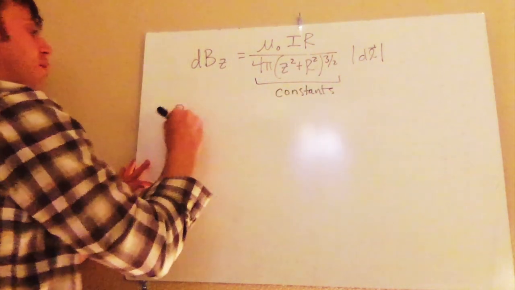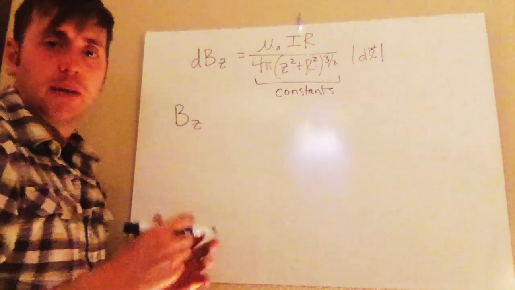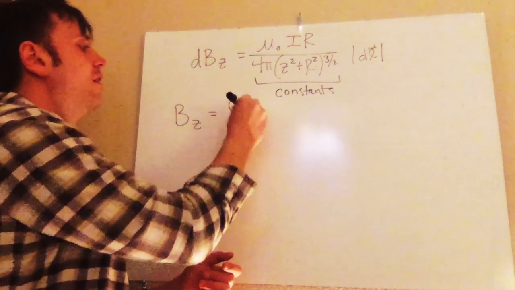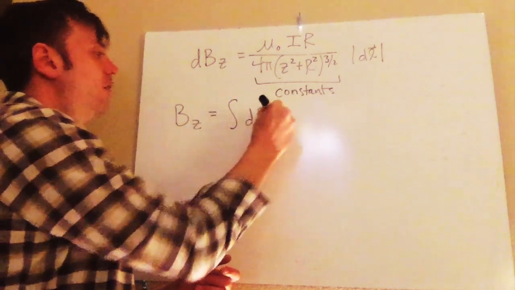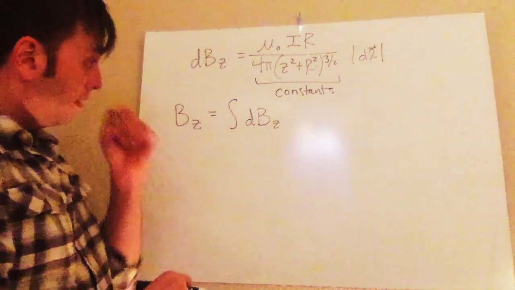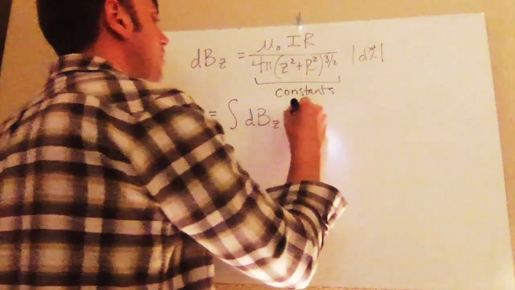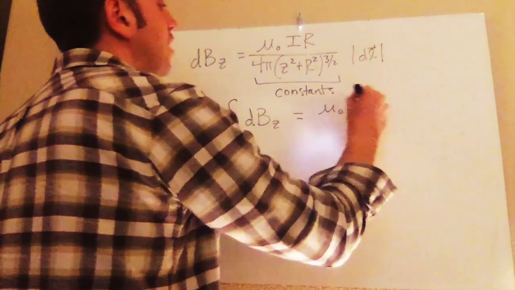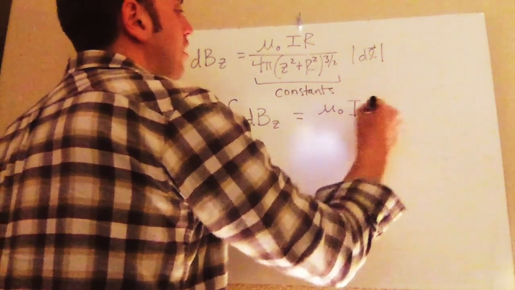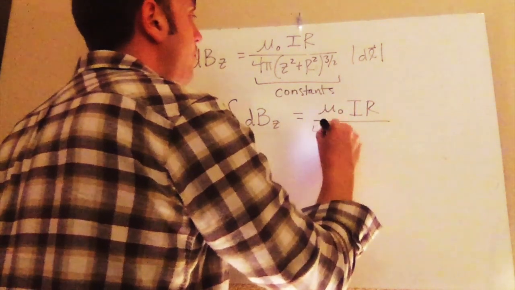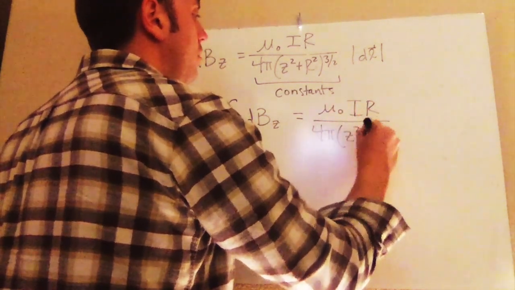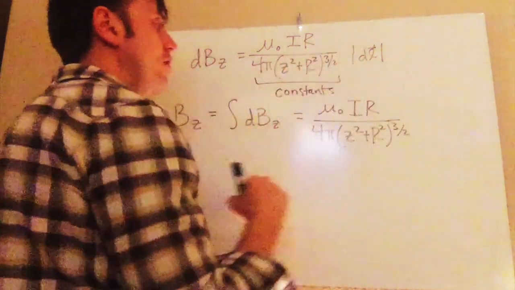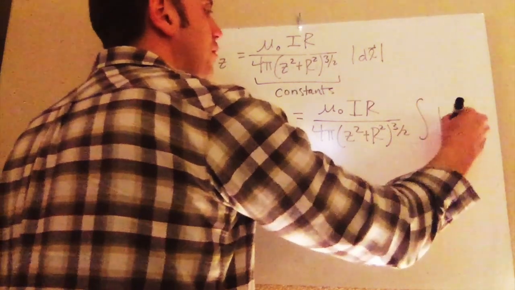And that means if we want to figure out what Bz is, the magnetic field in the z direction, all I have to do is integrate all my dBz's. And in that integral, I have nothing but some constants, which I can immediately pull out to the front. So I have mu naught times I times big R divided by 4 pi times z squared plus big R squared to the 3/2 power. All those constants come out. And the only thing left in my integral is dl.